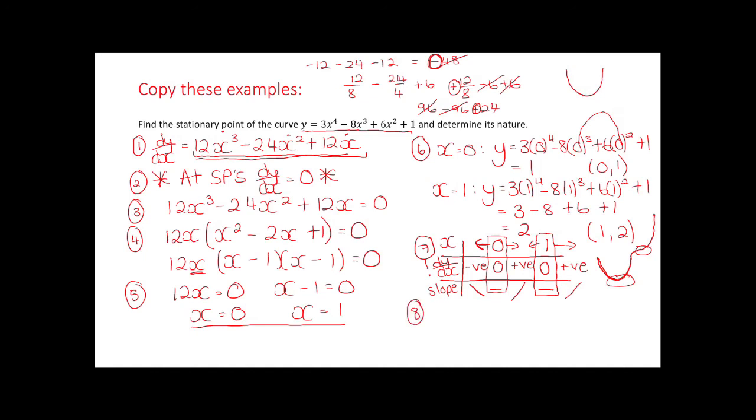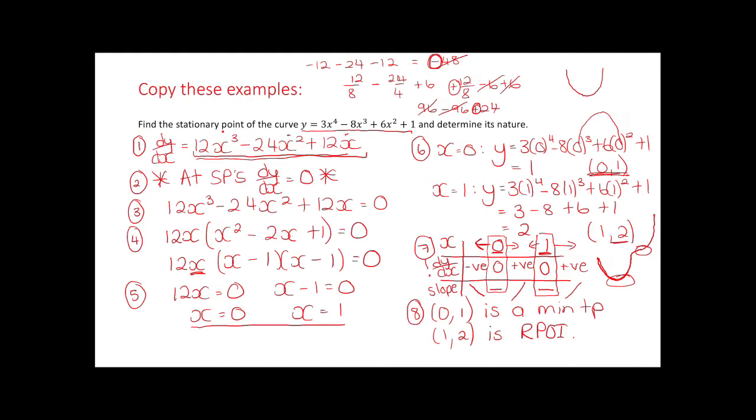So for our final section, so for part 8 of this question, you have to write out your nature. So when we had an x coordinate of 0, we calculated a y coordinate of 1. And we know that that is going to be a minimum turning point. So 0, 1 is a min TP. When we had an x coordinate of 1, we calculated that we had a y coordinate of 2. And this is a rising, so RPOI for rising point of inflection.